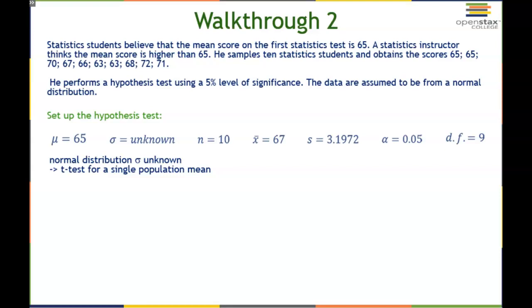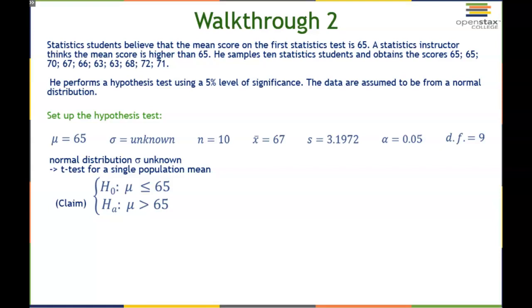So we know from the description of the problem that the instructor thinks that the mean score is higher than 65. And if the mean is higher than 65, that means the mean is greater than 65 in math language, and therefore that is an HA. Our corresponding H0 will be mu is less than or equal to 65. And our claim is the HA. So now that we have all of our information pulled out of the problem set, we know our H0, we know our HA. Looking at our HA, we have a one-tailed test. In fact, it's a one-tailed, right-tailed test.